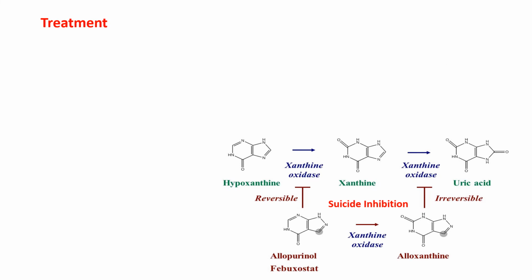Treatment of gout. Treatment can be targeted at reducing the joint inflammation by using anti-inflammatory drugs. It can be targeted to increase the uric acid excretion by using uricosuric drugs. And also it can be targeted by decreasing uric acid production, that is using xanthine oxidase inhibitors.